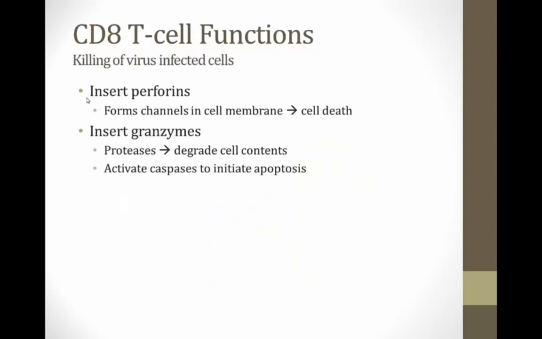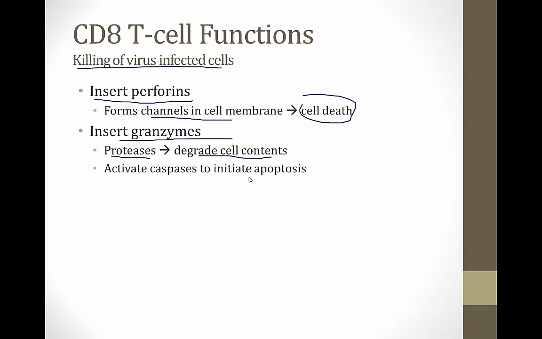So once a CD8 T cell binds to a cell in the body which has MHC class I on its surface and a foreign antigen, it can then kill the infected cell. And let's talk about how the CD8 T cells do that. One of the ways they do that is by inserting molecules called perforins. Perforins can form channels in the cell membrane, and this can lead to cell death. Another thing they can do is insert granzymes. These are protease enzymes that degrade cell contents.